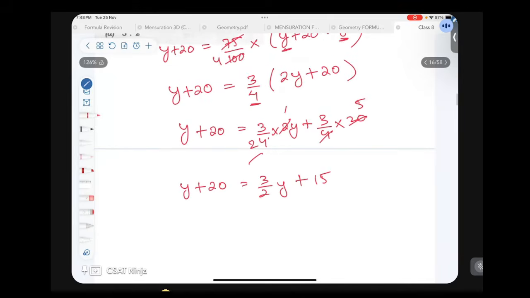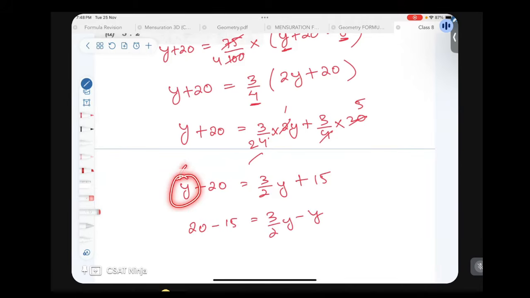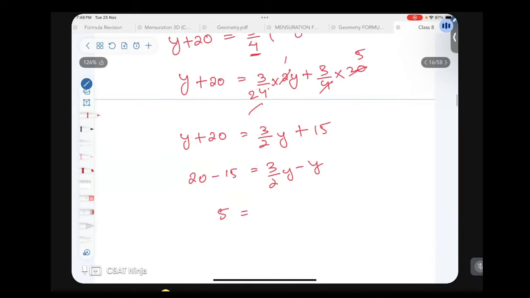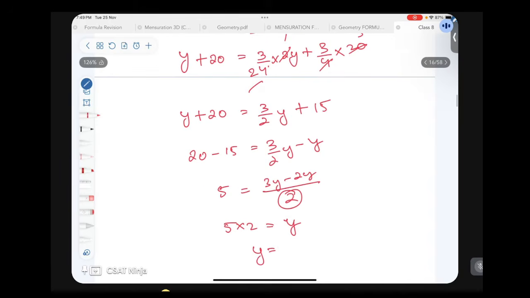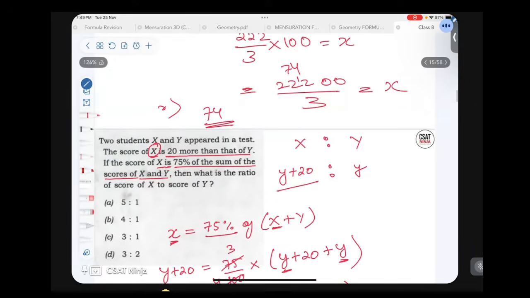Okay. If I simplify this, I'll transfer this 15 to the other side and Y to the other side. So which means 20 minus 15 is equal to 3 by 2 Y minus Y. I'm transferring plus Y to the other side, it will be minus Y. I'm transferring plus 15 to the other side, it will be minus 15. So we will get 20 minus 15 is 5. And the LCM is 2 here, 3Y minus 2Y. So if I transfer this 2 to the other side, it will be 5 into 2, which is equal to how much? Y here. 5 2s are 10, Y is nothing but 10. What is X? Let's go back again.